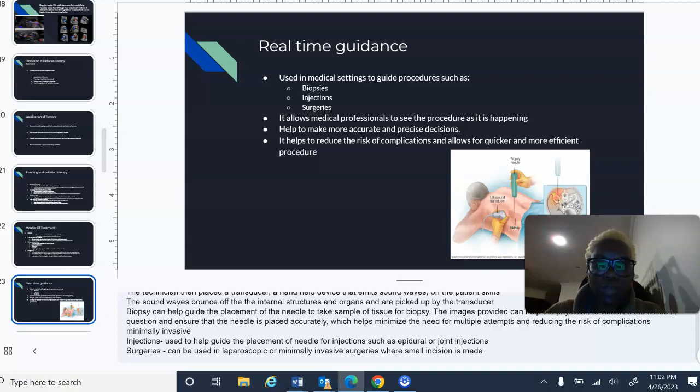Surgeries. It can be used in laparoscopic or minimally invasive surgeries where a small incision is made. And the photo here is a needle biopsy of the kidney.